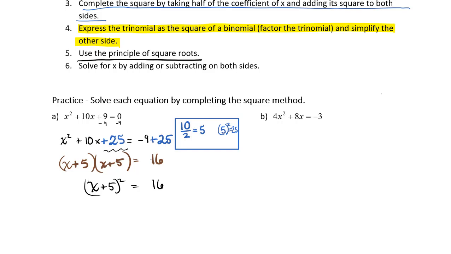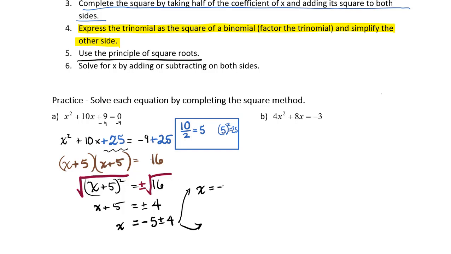Now we use the principle of square roots to impose a square root on both sides. If it's an even root, we add the plus or minus in front. And that gives us x plus 5 is equal to plus or minus 4. Now we isolate the x and we get x is equal to negative 5 plus or minus 4. This gives me two solutions. X is equal to negative 5 plus 4, and x is equal to negative 5 minus 4. So my two solutions are negative 1 and negative 9.